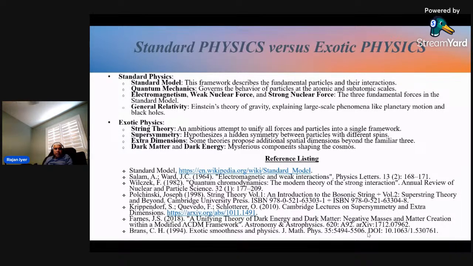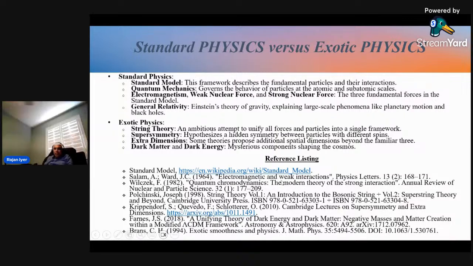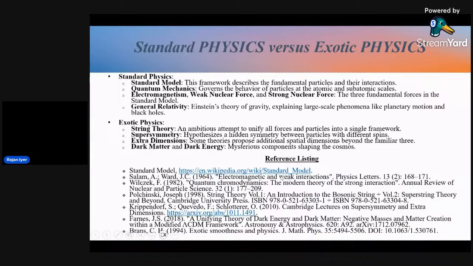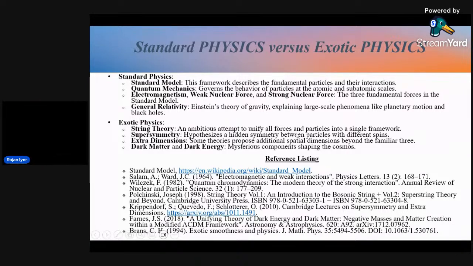Dark matter and dark energy, mysterious components in the cosmos. So the question of the mass gap also comes into the picture in this. These sets of references give us understanding, and some theories are much more realistic, and they may be giving correct answers in many respects.